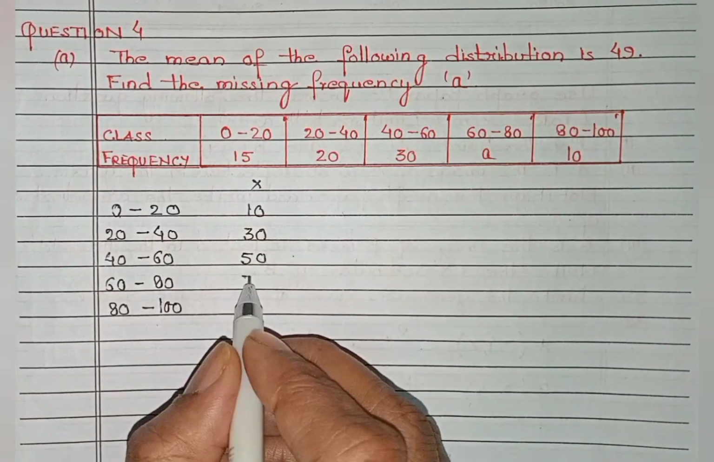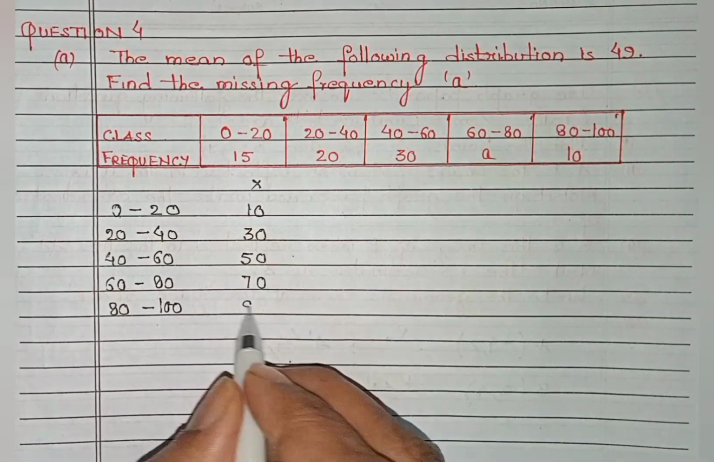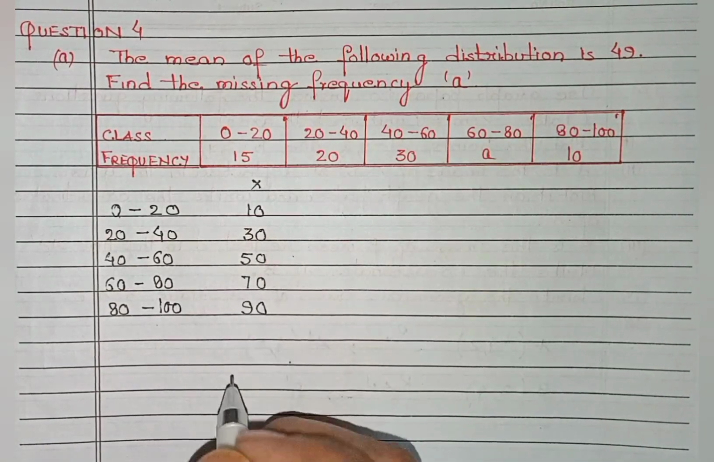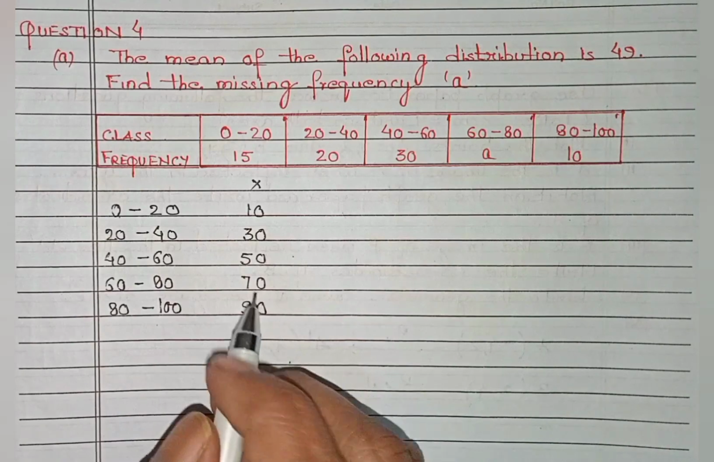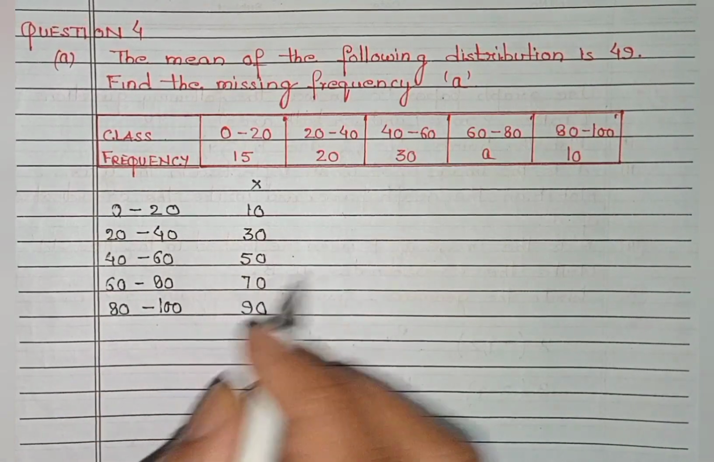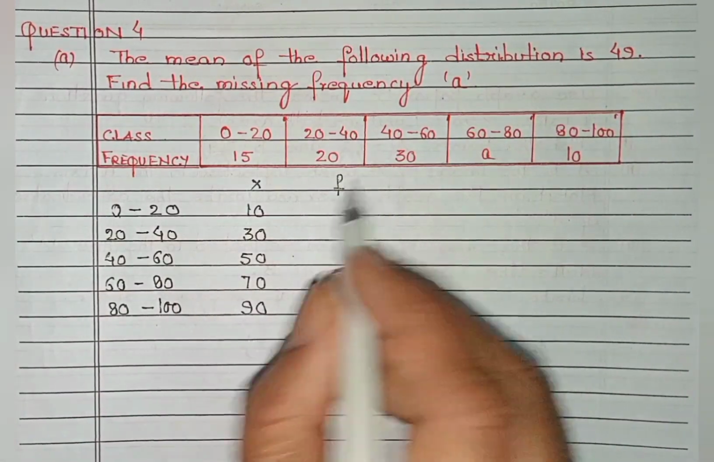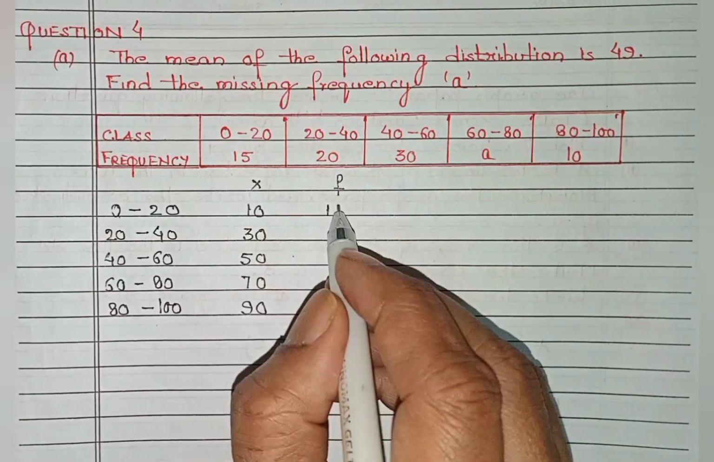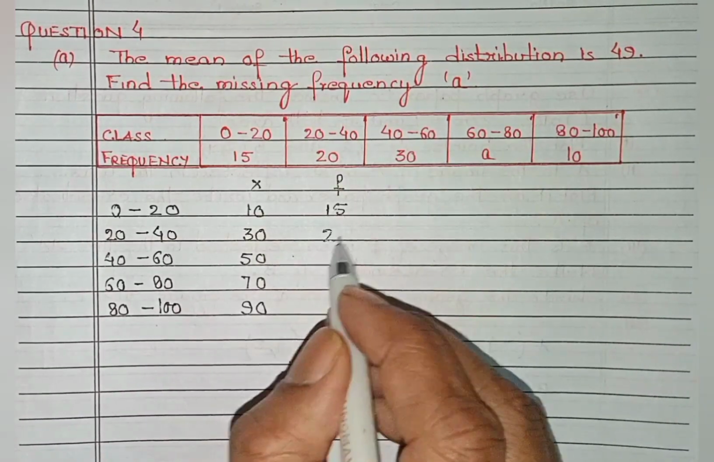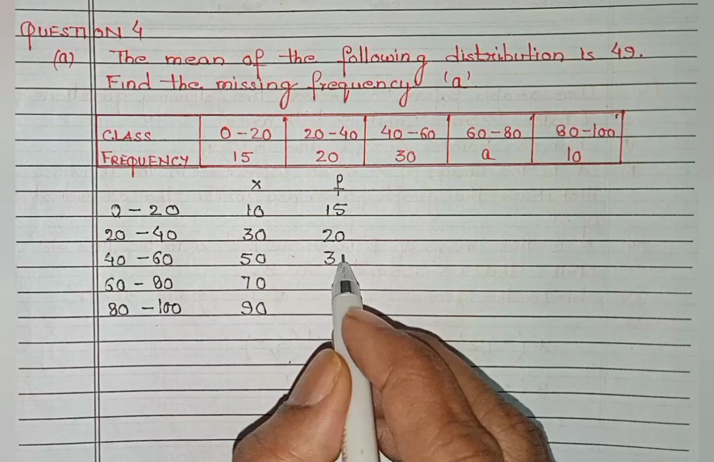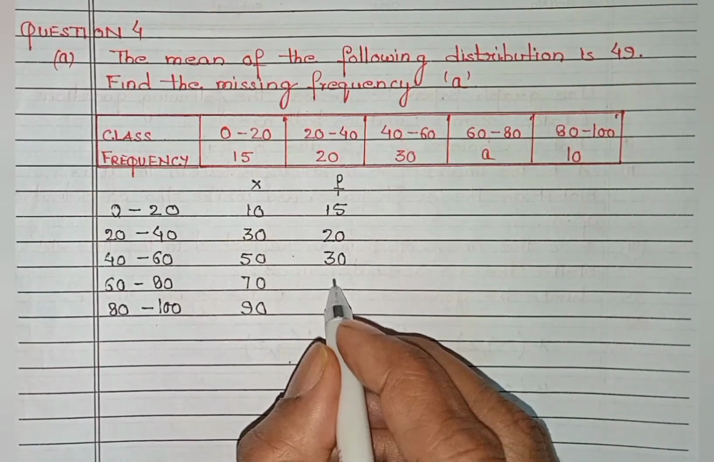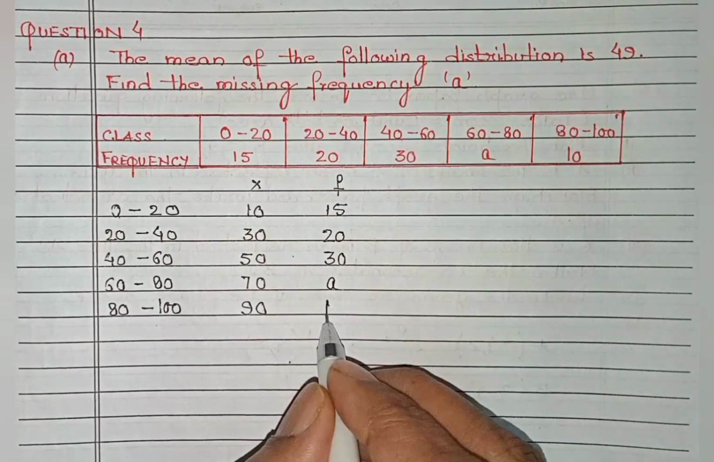So in this way you will get the mid value of each class interval. Now the frequency given to us, it's 15, 20, 30, a and 10.